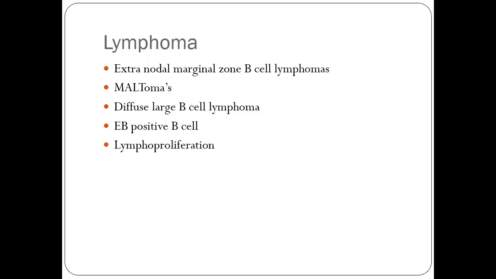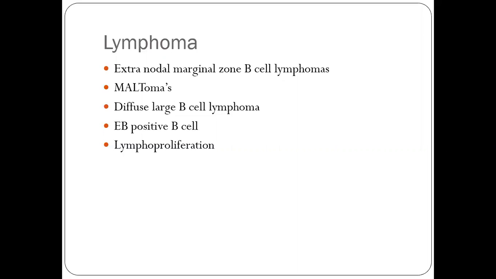Other tumors of the stomach which need some mention are lymphomas, then carcinoid tumors, and then gastrointestinal stromal tumor. So first we take up the lymphomas. Extranodal marginal zone lymphomas are the most common lymphomas which occur in the GI tract.